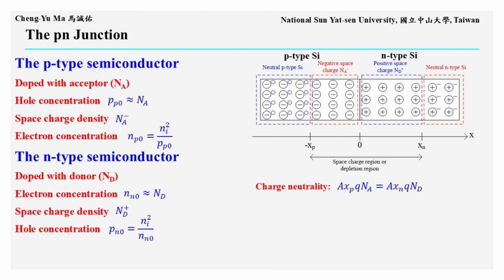The vanished holes create negative space charge in the p-type semiconductor, while the vanished electrons create positive space charge in the n-type semiconductor. Therefore, according to charge neutrality, the total negative space charge in the p-type semiconductor equals the junction area A multiplied by xp, which gives the volume of the space charge region, then multiplied by the charge density Na and the charge amount Q. This equals the total positive space charge in the n-type semiconductor, which is the junction area A multiplied by xn, then multiplied by the charge density Nd and the charge quantity Q.